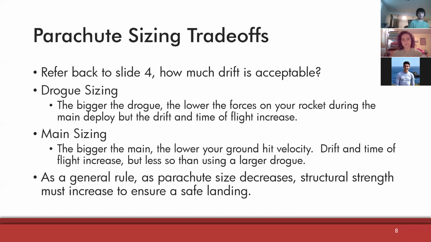The first thing, just sizing. This is another thing where there's no set rule, like use a 36-inch parachute because it's the parachute size. It depends. First off, referring back to slide 4, you want to figure out how much drift is acceptable, whether you can drift a mile, that'd be a lot, or maybe only a few hundred feet. You really have to keep that in mind when you're doing simulations.